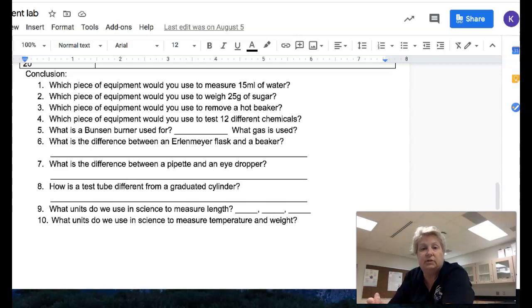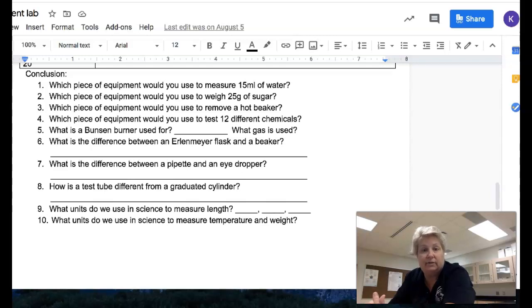Number two, which piece of equipment would you use to weigh 25 grams of sugar? That would be the electronic balance. Three, which piece of equipment would you use to remove a hot beaker? You have two choices. You can either use the beaker tongs because they have the rubber tips, or you can use those hot hands. Number four, which piece of equipment would you use to test 12 different chemicals? You could use the chem plate.